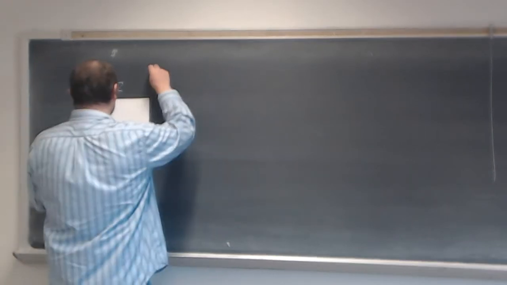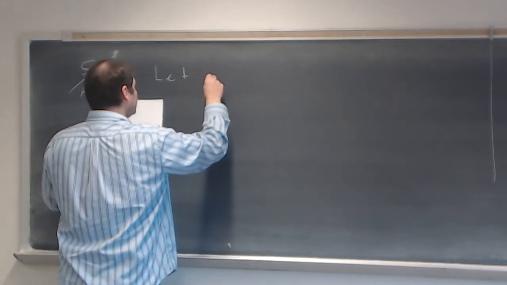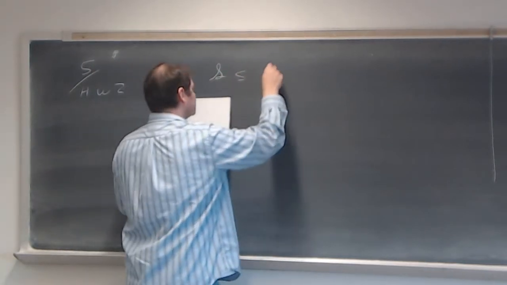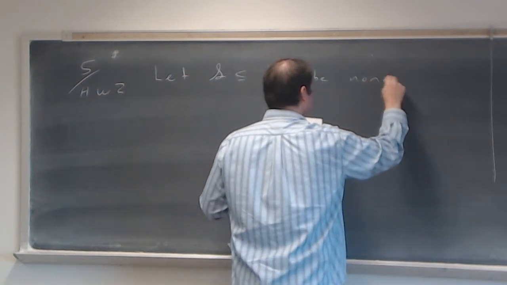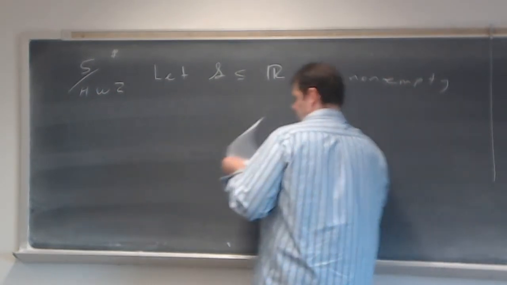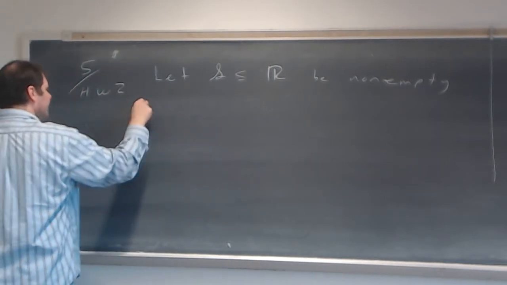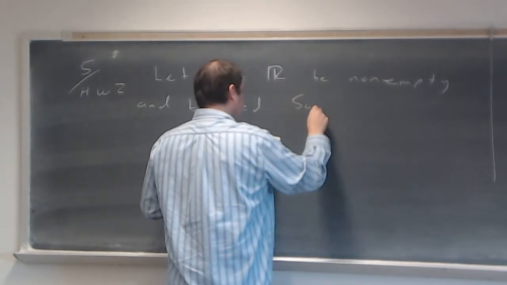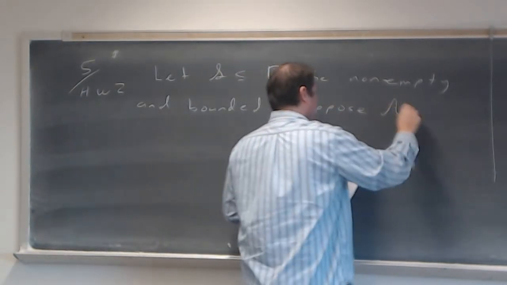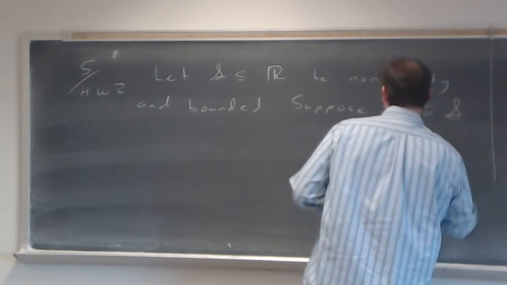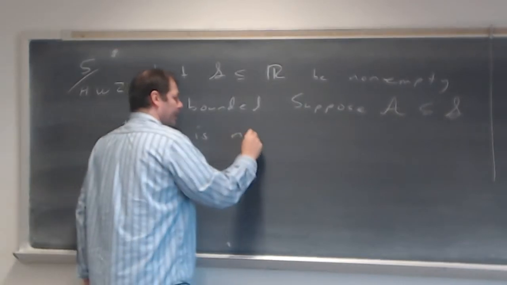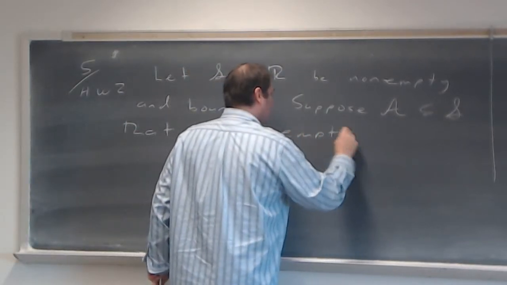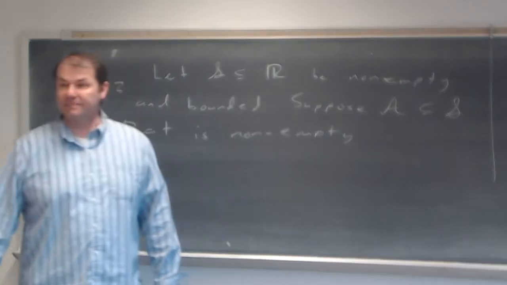So for problem 5, homework 2, it says let script S be a subset of R, be non-empty and bounded. And here's the change that I want to have made. Suppose A is a subset of S. This is what I want to put: that is non-empty. So I took this straight out of the book, but I think we need to say it's non-empty.